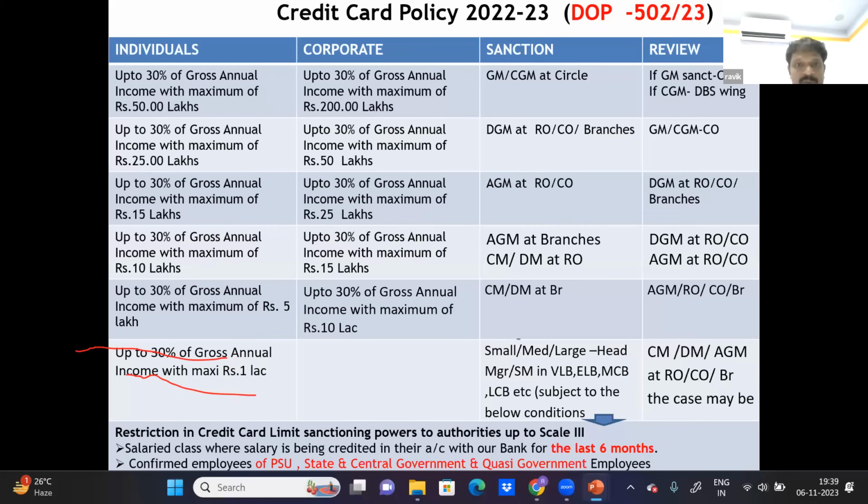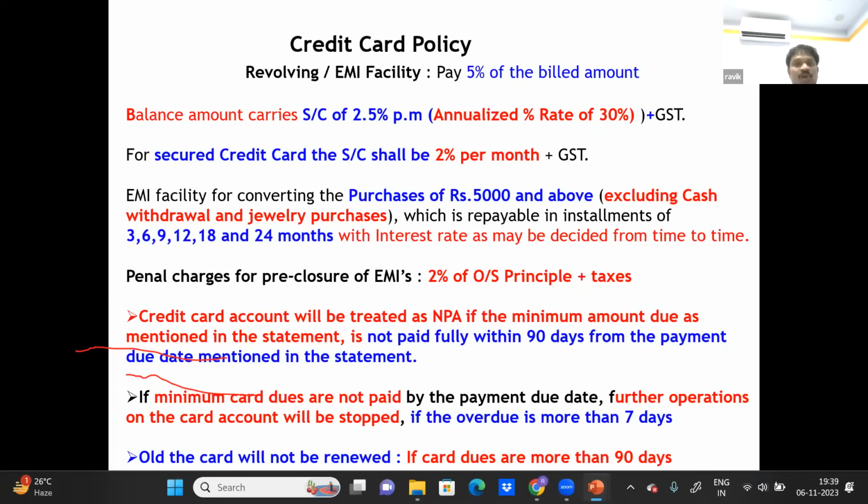Okay. Now we will come to revolving facility. Everybody knows this revolving facility, EMI facility. The party will pay some amount in the initial first month and later he will pay. And remember, minimum 5% of the billed amount they have to pay. Minimum pay 5% of the billed amount. Every month EMI will be given, but first they have to pay some amount, but minimum is 5%.